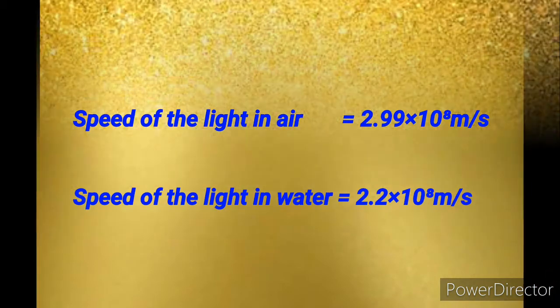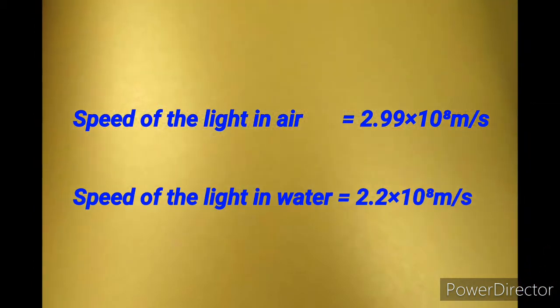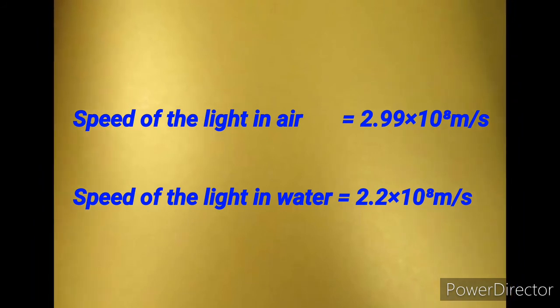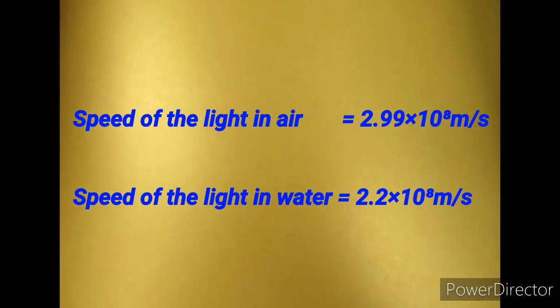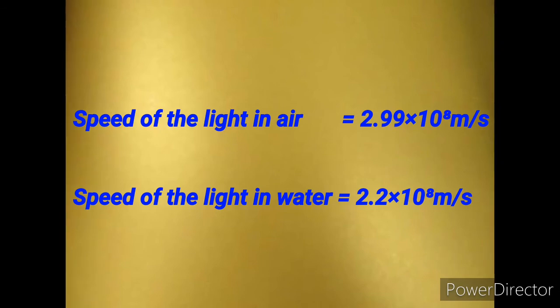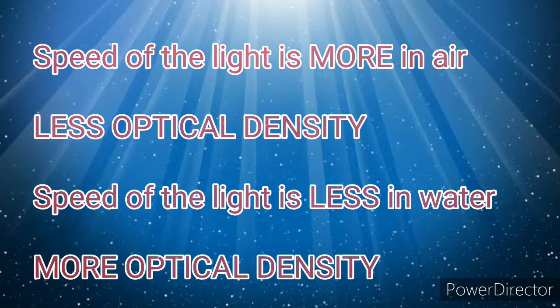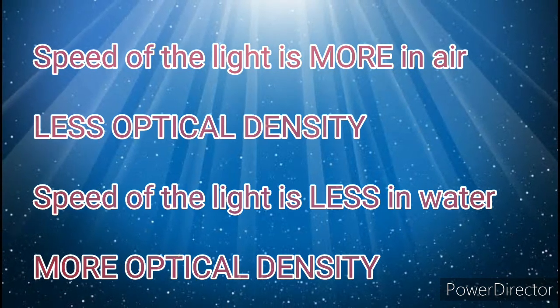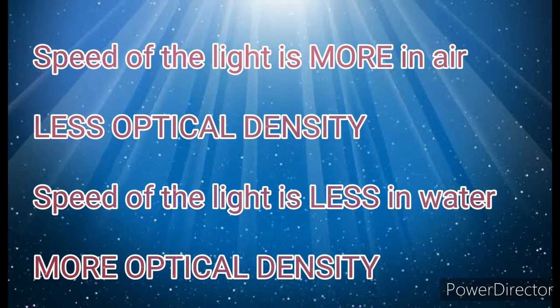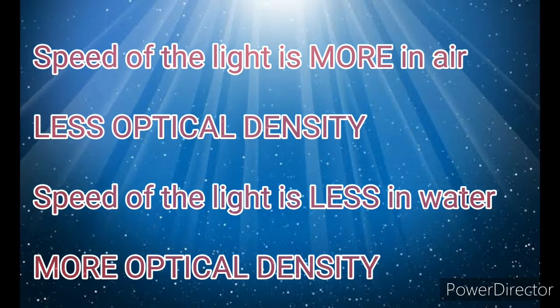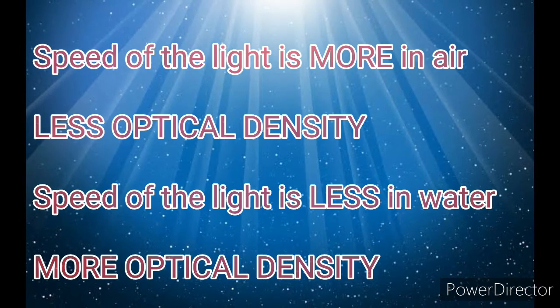For your better understanding, let me explain it with an example. Take air and water. The speed of the light in air is 2.99 × 10^8 meters per second, and the speed of the light in water is 2.2 × 10^8 meters per second. So, in these two mediums, the light travels faster in air than in water, which means the speed of the light is more in air and less in water. So, the air has less optical density and the water has more optical density.